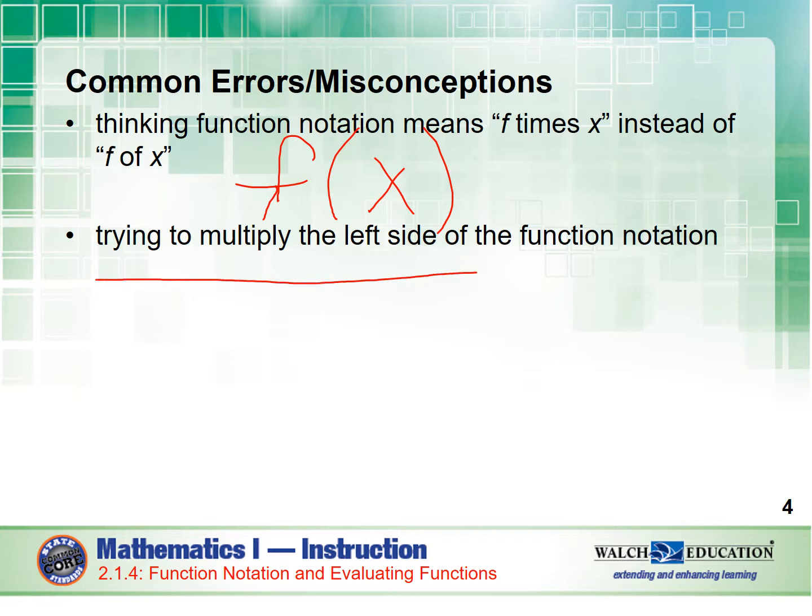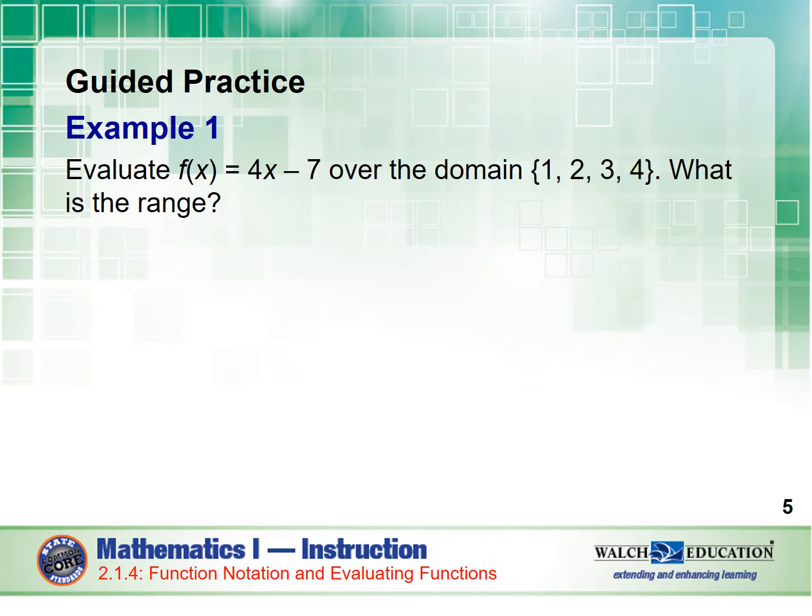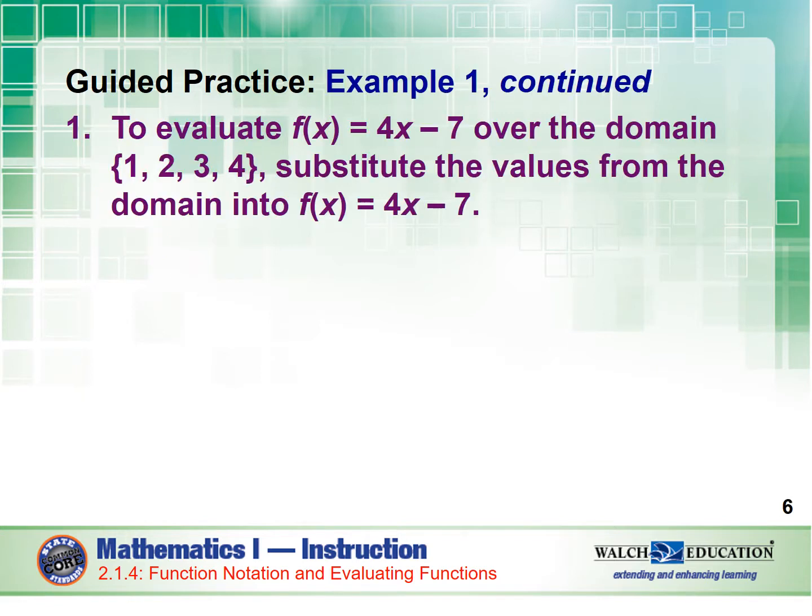Again, trying to multiply the left side of the function notation, do not do that. You're just plugging in and simplifying. So let's practice. Evaluate f of x equals 4x minus 7 over the domain. Remember, domains are x values. What is the range? Range are y values. We're going to take the domain 1, 2, 3, and 4, and we're going to do this 4 times. We're going to simplify.